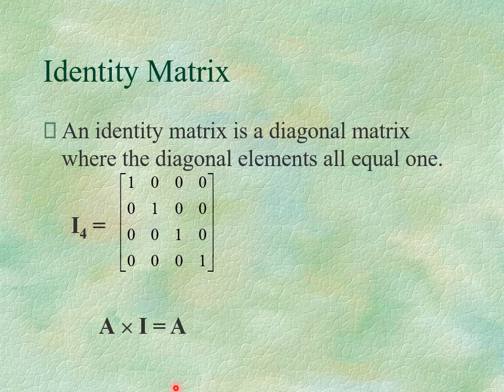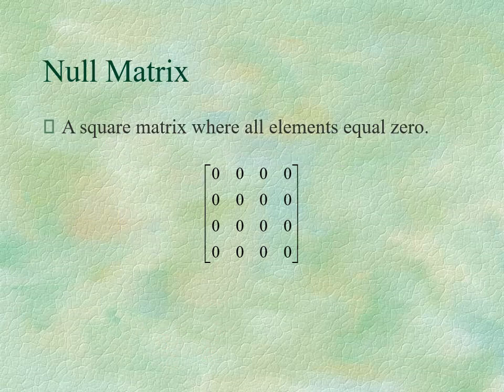We will talk about the matrix multiplication. Here it gives us a rule. If we have a matrix A times I, the identity matrix, the result will be A. So any matrix times identity matrix equals the same matrix.